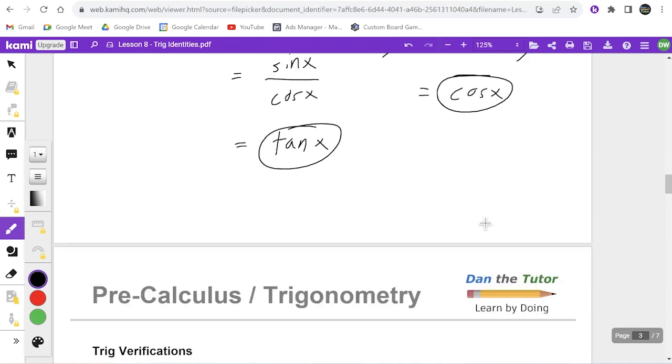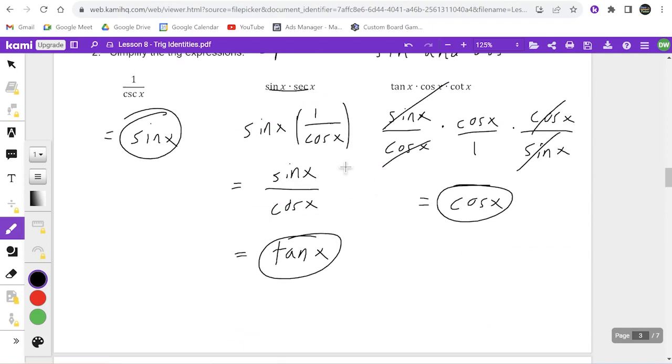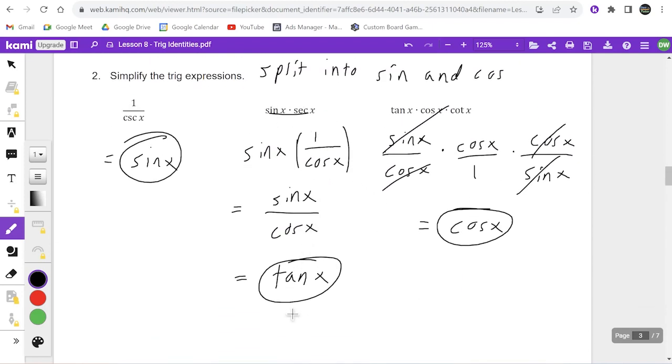Okay then, with that we move on to trig verifications. Just to show you what an example looks like, here's a statement. Prove that sine x times secant x equals tangent x. Actually, we just did that on the last page, didn't we? Sine x times secant x, we ended up getting tangent x.